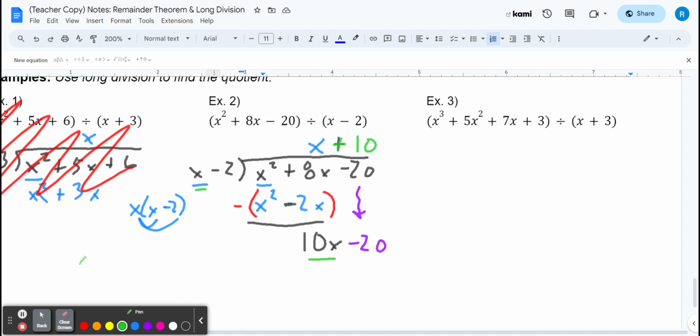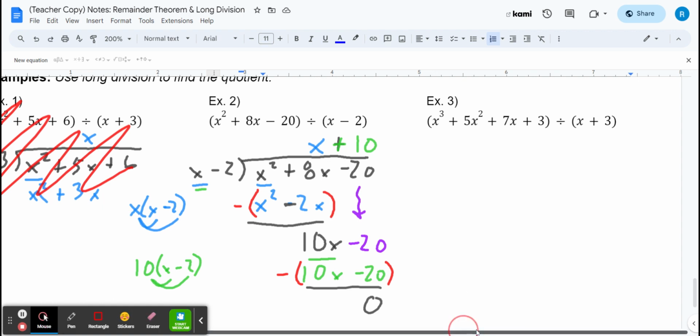And then we want to check and see what's left over. So if I do 10 times x minus 2, distribute that in, we'll get 10x minus 20. We can subtract to see what's left over, and that will get us to 0. So we have a remainder of 0. We have solved our problem. The answer is x plus 10.